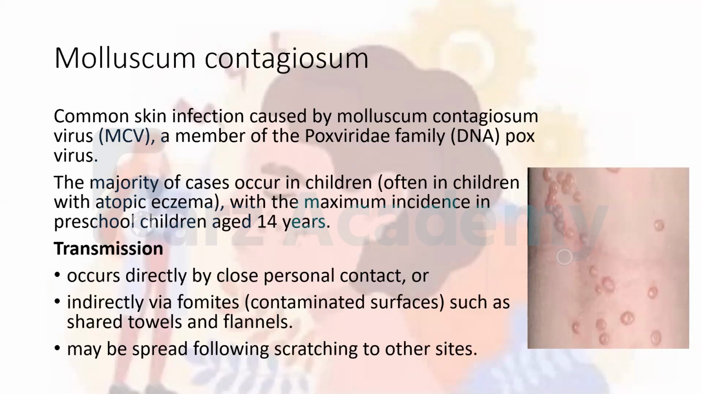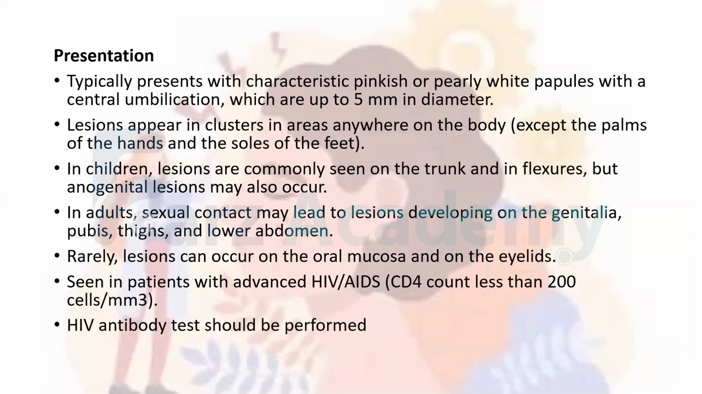How does it get transmitted? Either by direct contact, close personal contact, or through fomites, contaminated surfaces such as shared towels, doorknobs, pens, and other objects. And it can also spread following scratching to the other sites. So, how do these patients usually present? They typically present with characteristic pinkish or pearly white papules, okay, with a central umbilication. And the diameter is usually less than 5 millimeters. So, remember, molluscum contagiosum is a papule with characteristic pinkish and pearly white lesions with central umbilication.